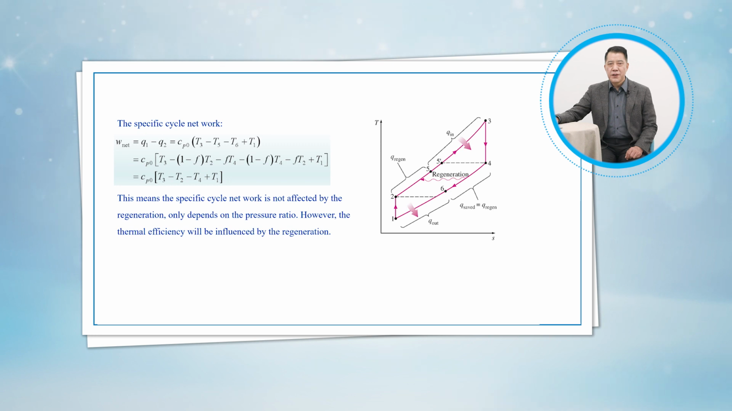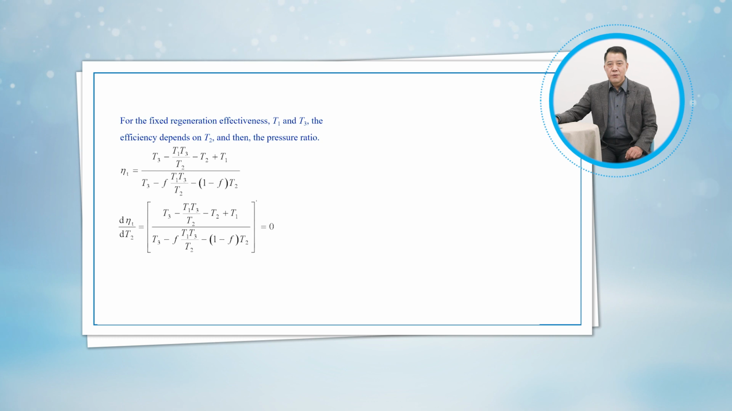However, the thermal efficiency will be influenced by the regeneration. Therefore, the thermal efficiency by definition then is: for the fixed regeneration effectiveness, T1 and T3, the efficiency depends only on T2, and then the optimum pressure ratio can be obtained. Rearranging the thermal efficiency equation 10.67 and differentiating yield.